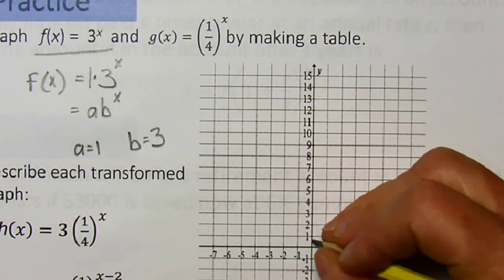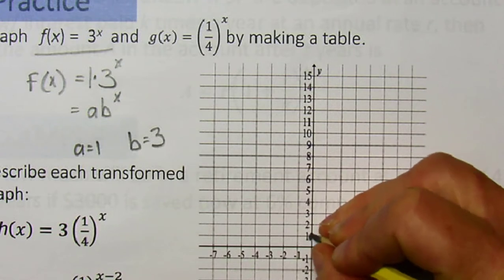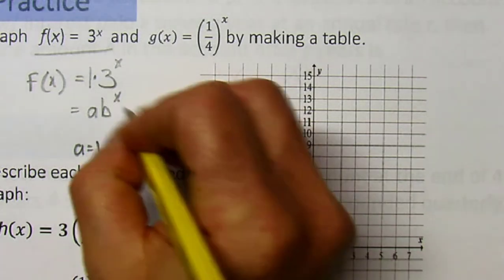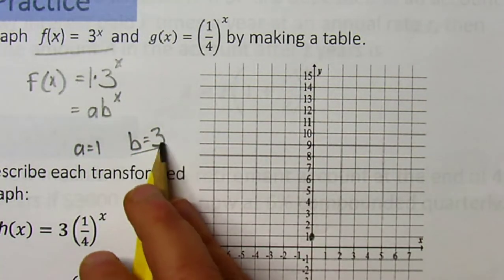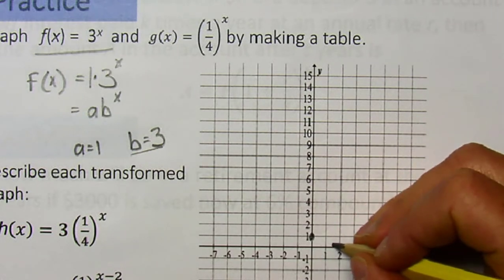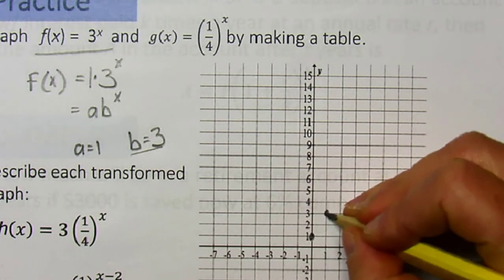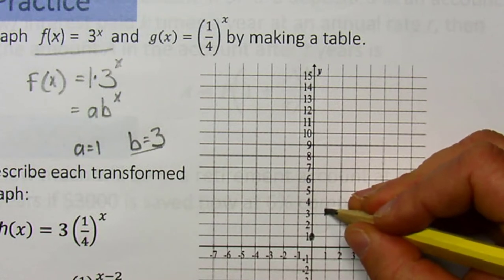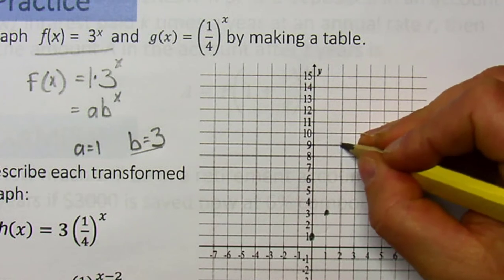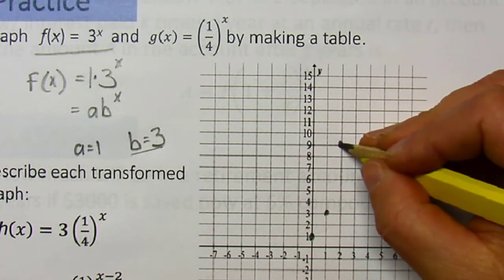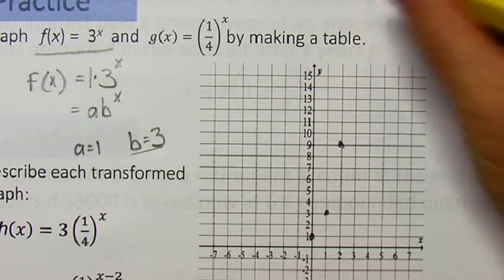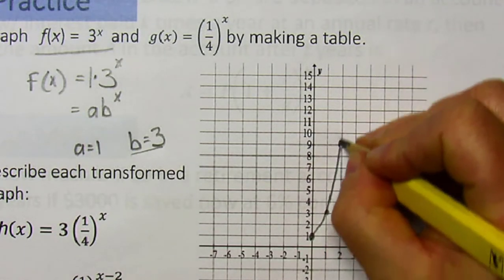So since our a value is 1, that means our graph is going to start with a y-intercept of (0, 1). And since our base is 3, that just means we're going to increase by a factor of 3 every time we move to the right. So when we move to the right, 1 times 3 is 3. When we move to the right again, multiply 3 by 3, and we get 9. 9 times 3, that would put us way up at 27. That's going to be way up here, and there's our exponential growth.